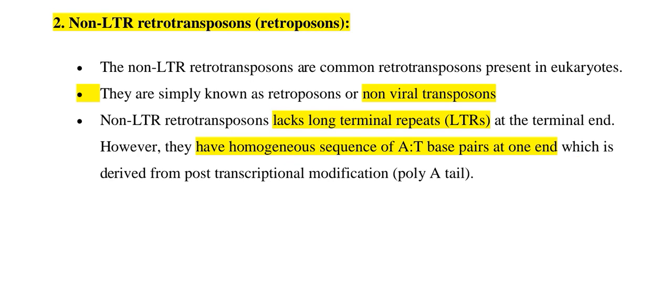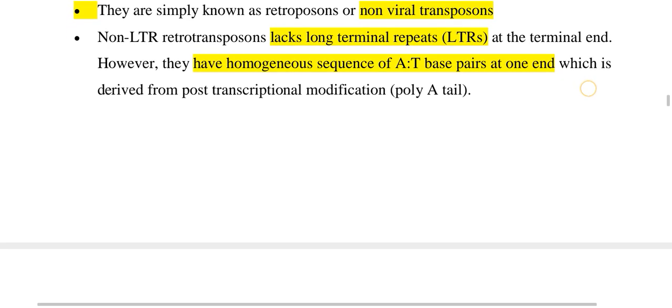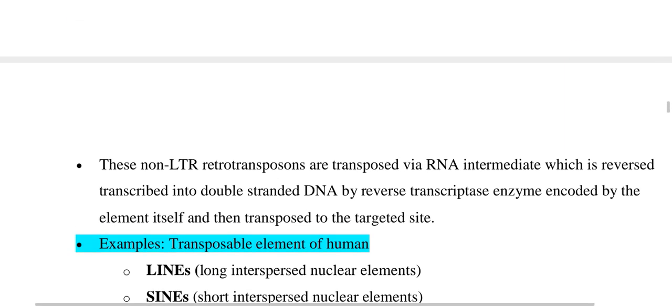Next, non-LTR retrotransposons or retroposons. The non-LTR retrotransposons are common retrotransposons present in eukaryotes. They are simply known as retroposons or non-viral transposons. Non-LTR retrotransposons lack long terminal repeats, or LTRs, at the terminal end. However, they have homologous sequences of 80 base pairs at one end, which is derived from post-transcriptional modification.